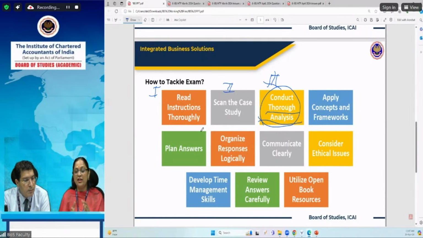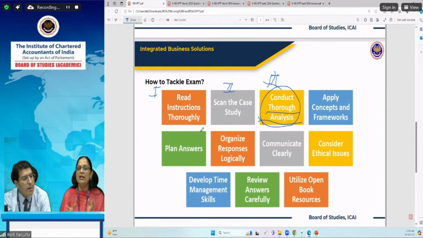And after thorough analysis, what students are required to do is understand the question's requirement, which subject it is relevant to, and apply the framework for that particular question, or apply the conceptual knowledge, just like in our other final level papers, application and analysis based questions. You need to apply those relevant concepts, and accordingly answer.